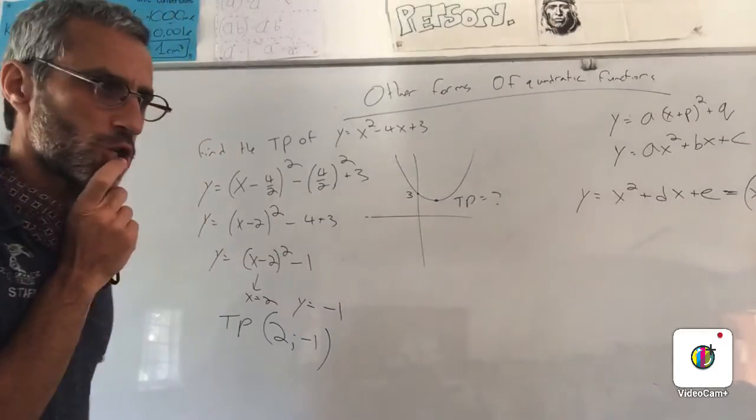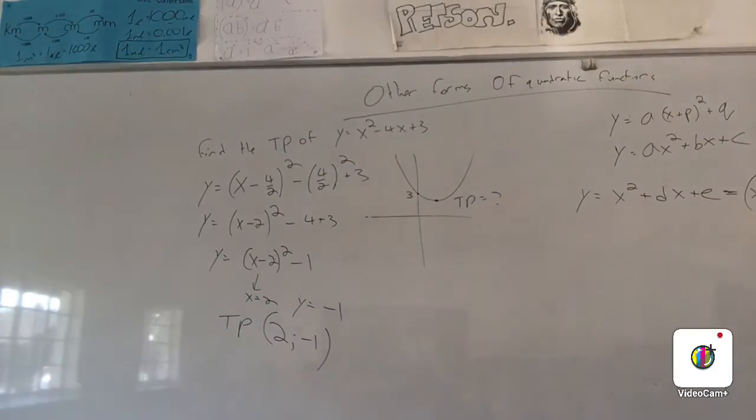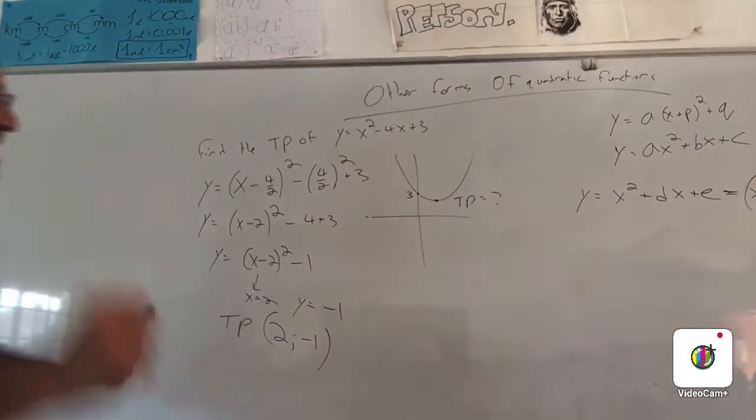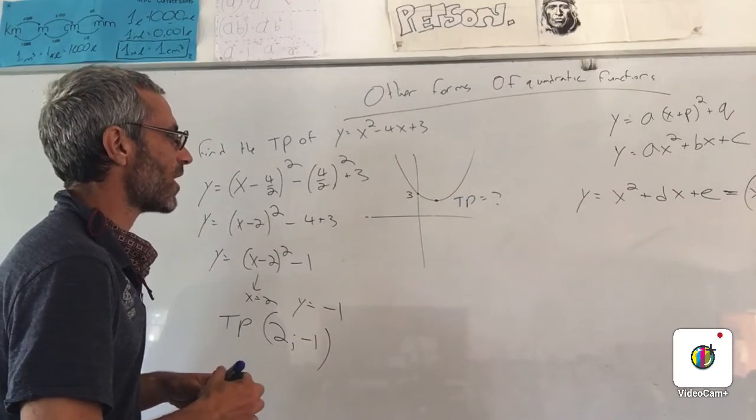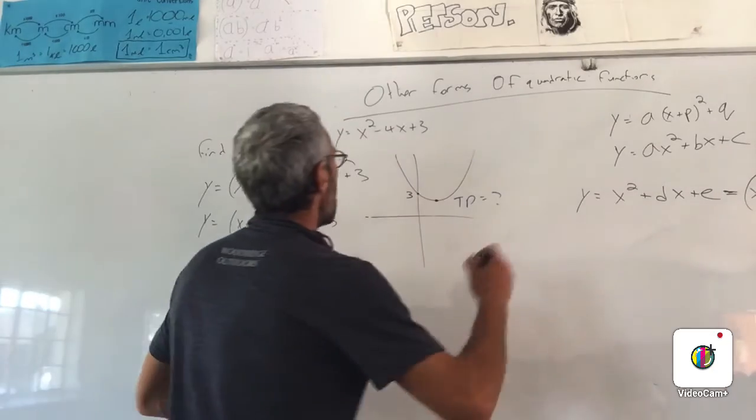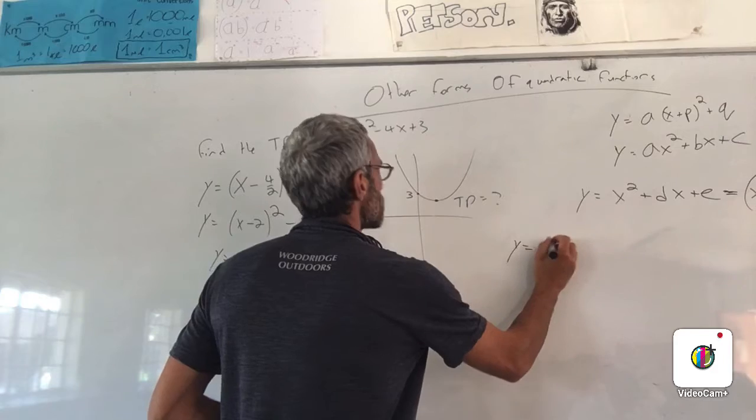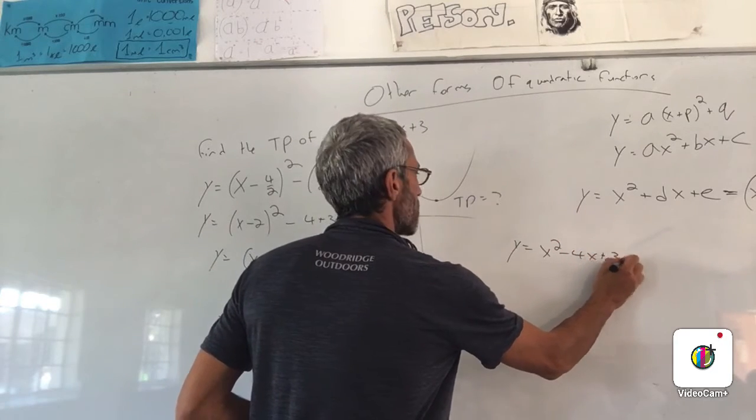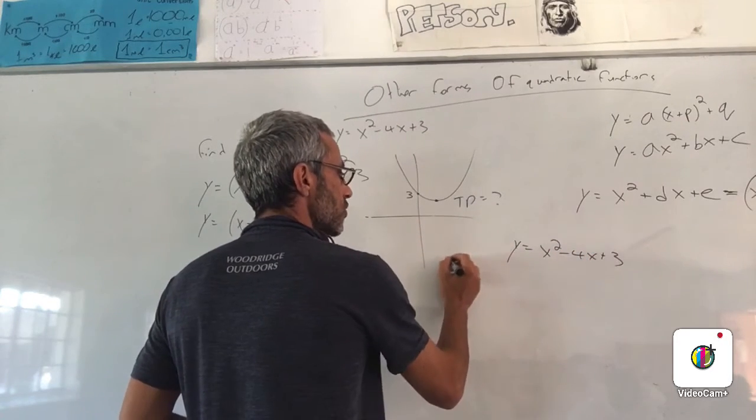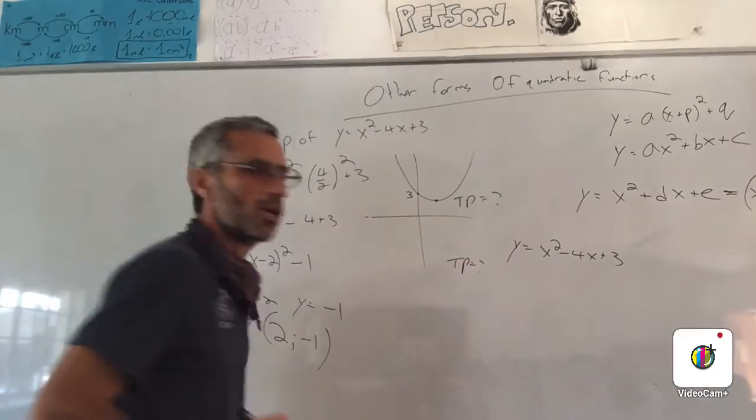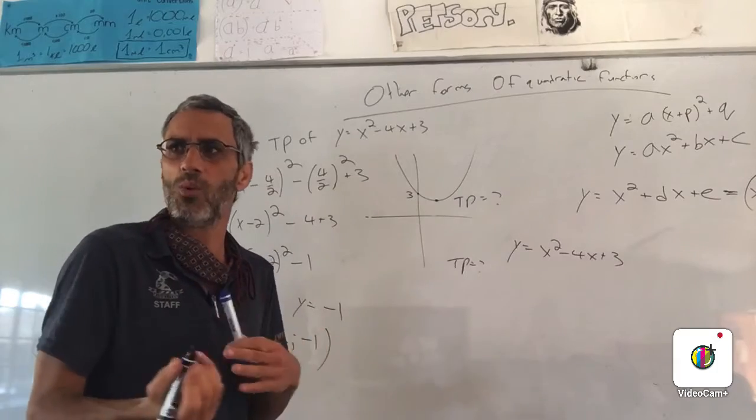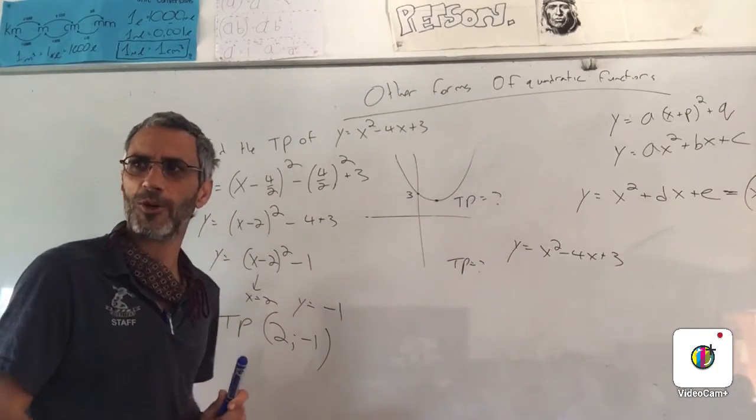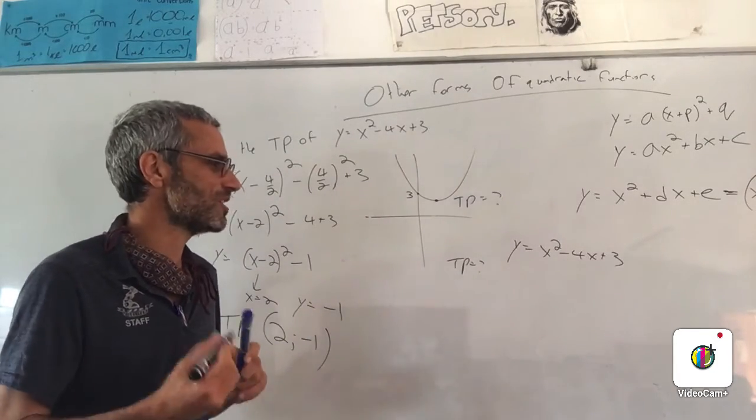Now, when I get you to work so hard, I'm going to show you how you can do it in a much, much easier way. Right, so I'm going to rewrite it again. I've got y equals x squared minus 4x plus 3. I'm asking, what is the turning point? A turning point is a coordinate, so I'm looking for x and y. I found the answer, but I'm going to show you a much easier way.